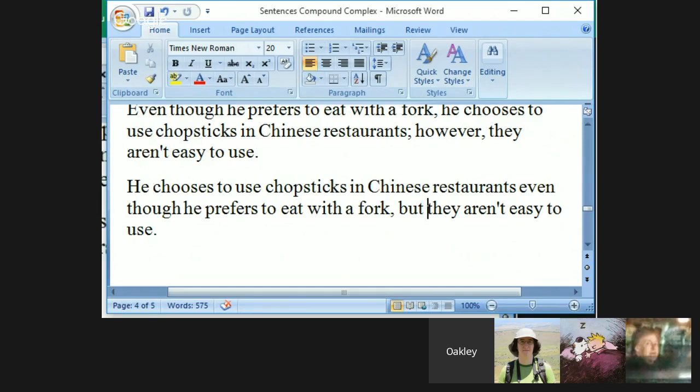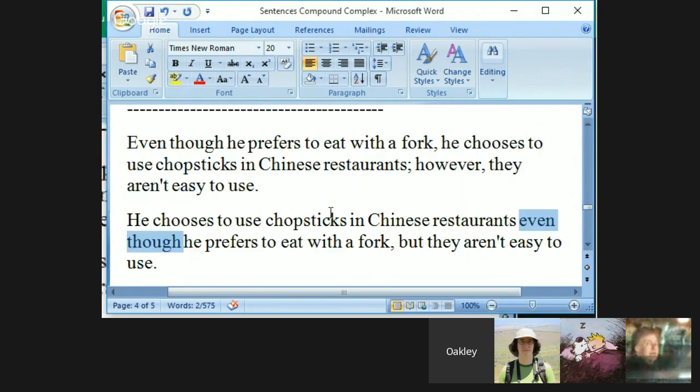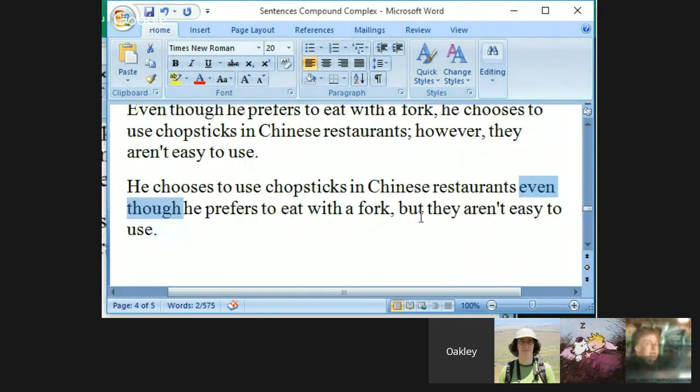Okay. Maybe also does not fit because it should be the first part of the sentence. What about although? It probably doesn't make sense here. I mean, although they aren't easy to use. All right, instead of but, although they aren't easy to use. Does it work? Yes, it does. Okay, thank you.